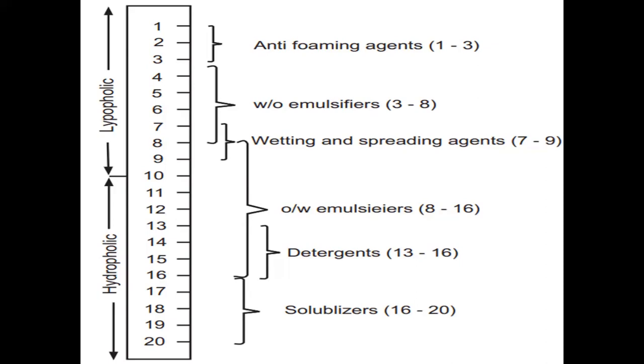So you have to write one by one the definition of these agents and their examples. So example of detergent is polysorbate 60, their HLB value 14 point.